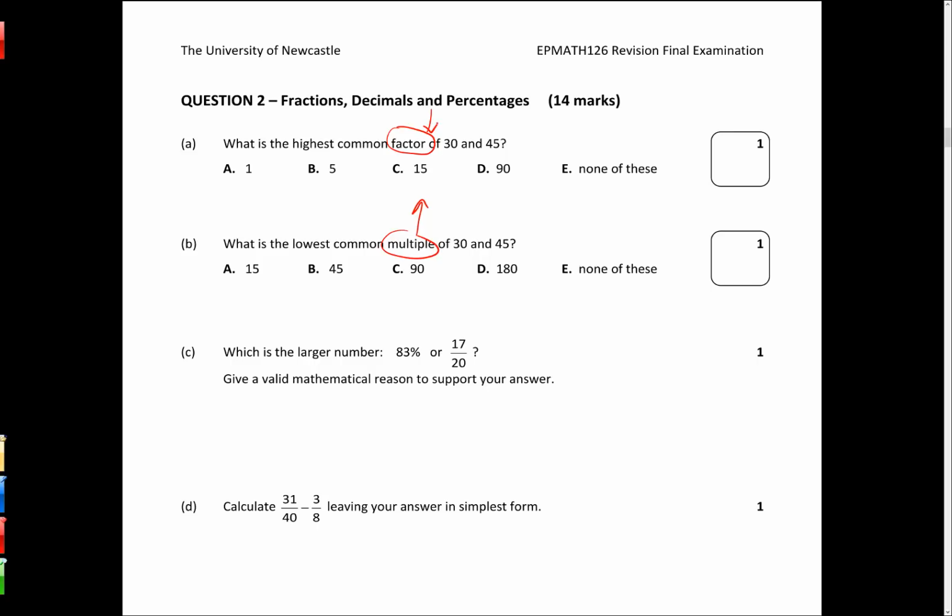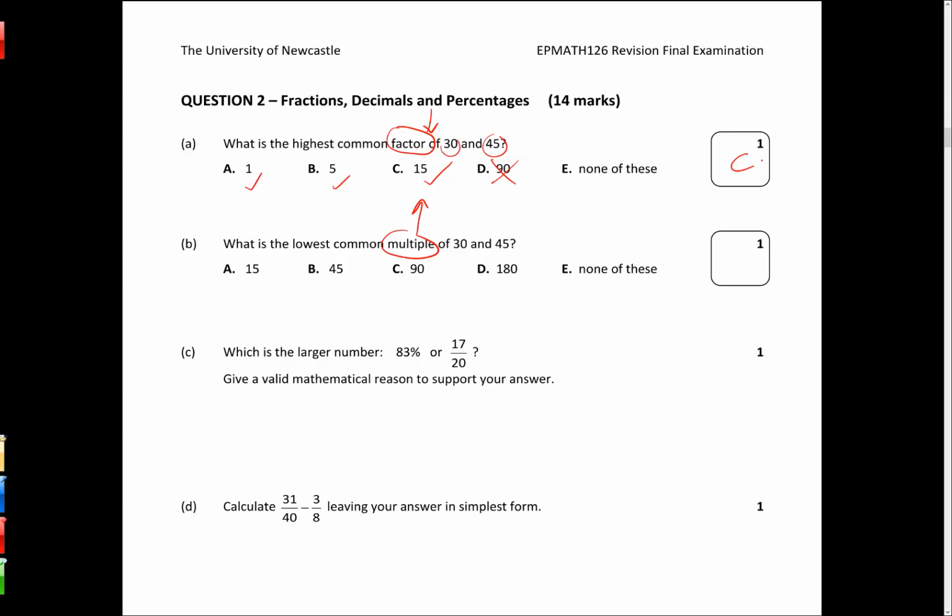Well, 1 does. Yeah, they've got 5s in them. Yeah, they've got 15s in them. 90 might be a multiple. It is a multiple. It's not a factor. So let's just check. But is 15 the highest common factor? It is. I've got 2 15s here, and I've got 3 15s here. There's no number bigger that goes into both of them. It's great.